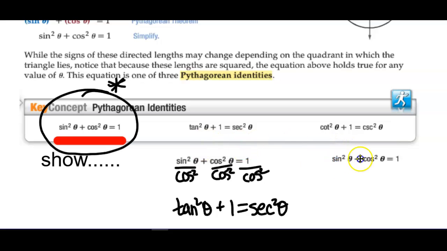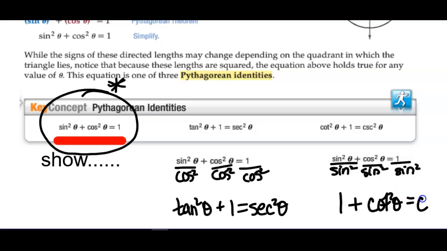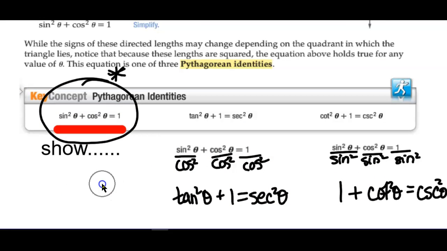Then the other one is if you take this first one and divide them all by sine squared. Sine squared over sine squared would be 1. Cosine squared over sine squared would be cotangent squared. And 1 over sine squared is cosecant squared. Okay? So that's where those come from. And if you don't want to memorize all of them, if you can just remember the first one, that would help you come up with the other two.